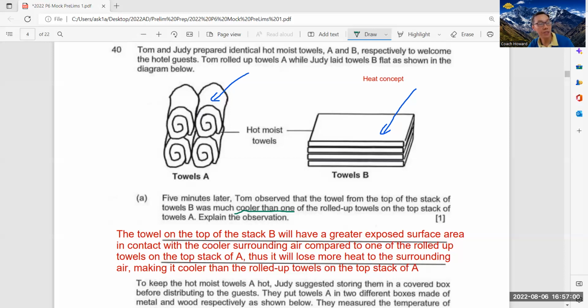Okay, can I type B lost heat faster than A? Must be specific, like you should say, the set of towels are on stack B. Oh, you don't say B lost heat faster than A. You must mention the towel. Okay, it is a towel. They just name stack A, stack B. Okay, the towel on top of stack B.